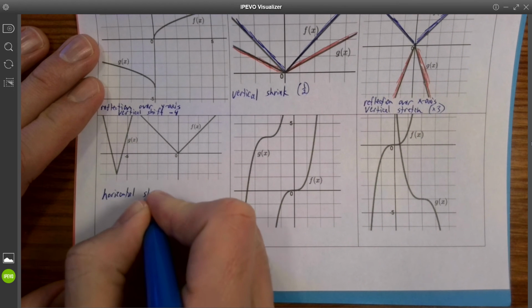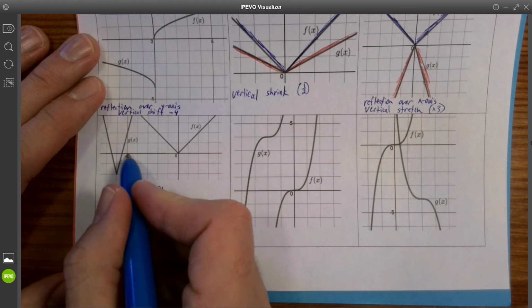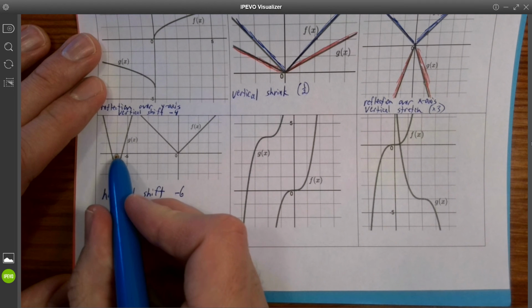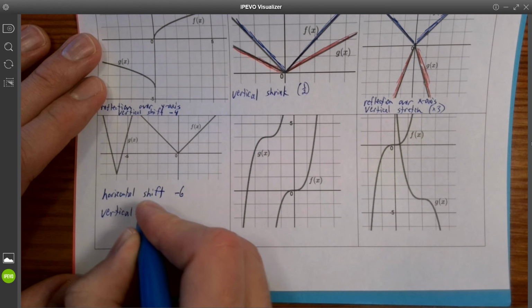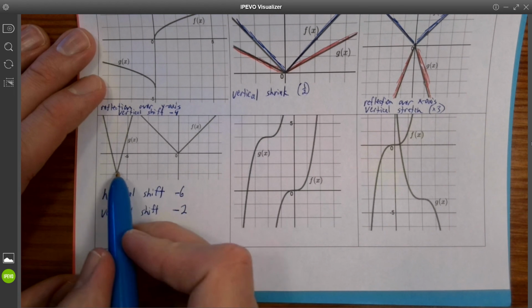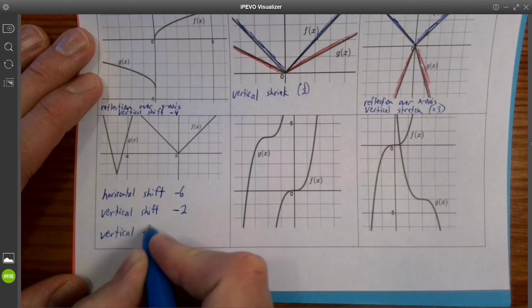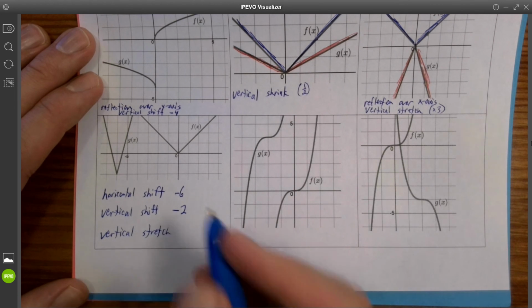Horizontal shift of 1, 2, 3, 4, 5, 6, of -6. Vertical shift of 1, 2, vertical shift of -2, and it's skinnier, so I know there's a vertical stretch as well. Vertical stretch. If it was wider, we could call it a vertical shrink. My tongue got tied right there. Sorry.